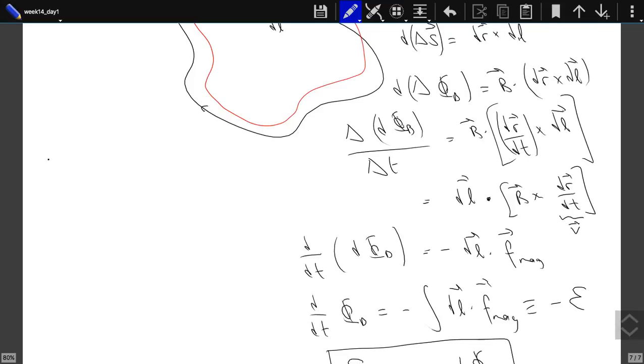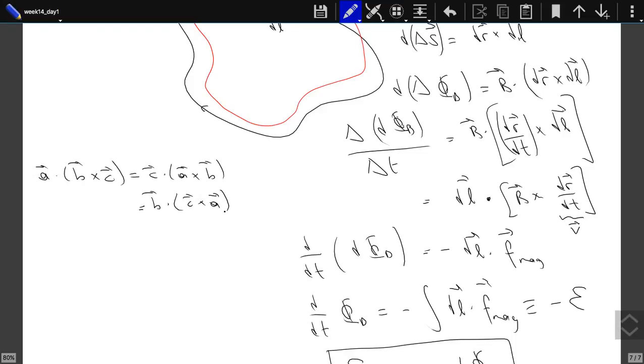Now, there I use this property. If you have any three vectors, A dot B cross C is equal to C dot A cross B, which is equal to B dot C cross A. You can just permute all these three vectors. So that is what I did. So that scalar product is equal to the scalar product of dl with B cross dr by dt.